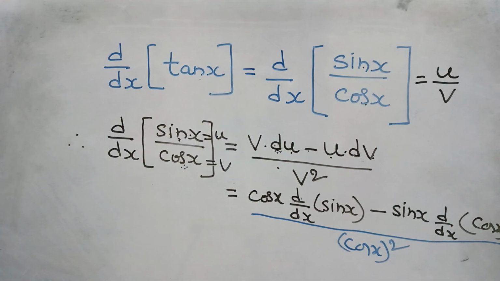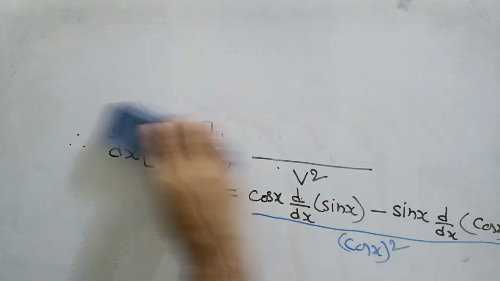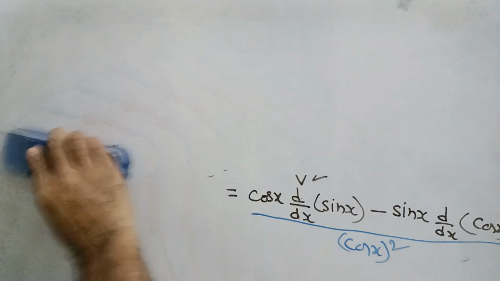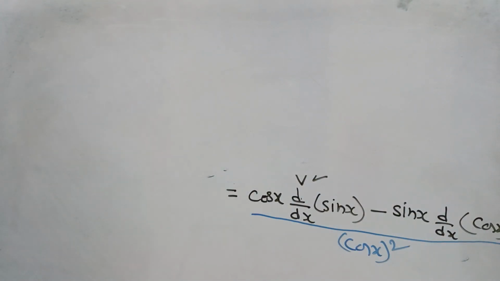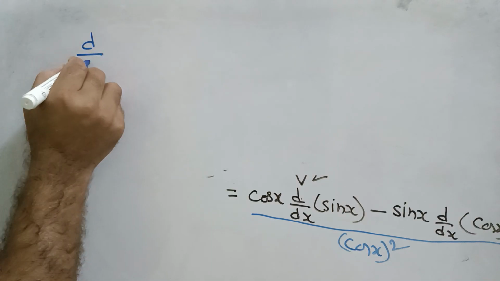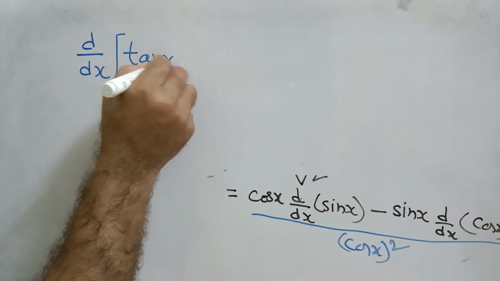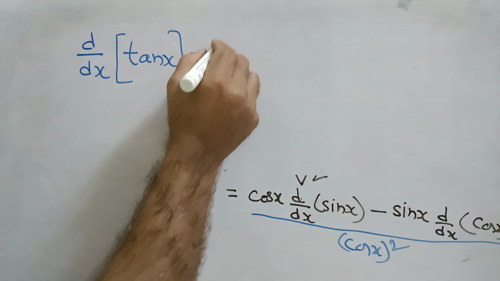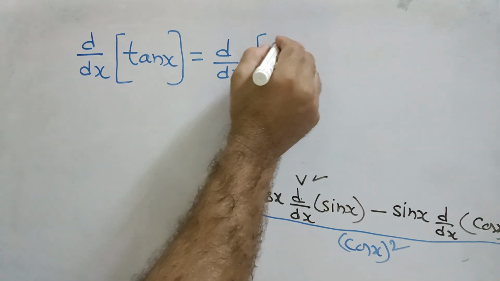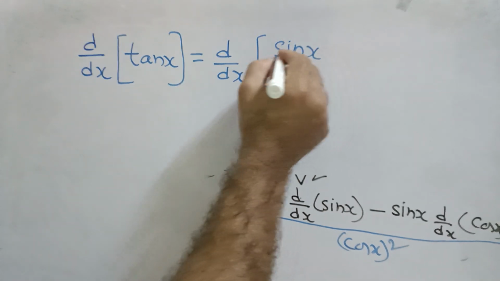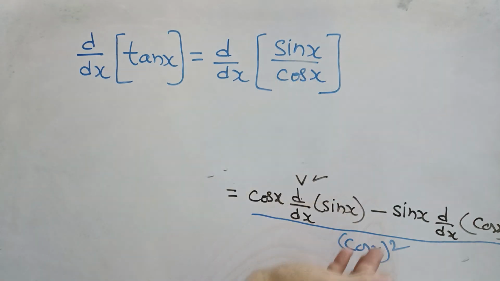Simplify this particular expression. So I am erasing this, and I will stop with this here. I will continue in the subsequent presentation after finishing this. Therefore, d by dx of tan x is what I am solving for. This is equal to what I have written here: d by dx of tan x, which is sin x by cos x.